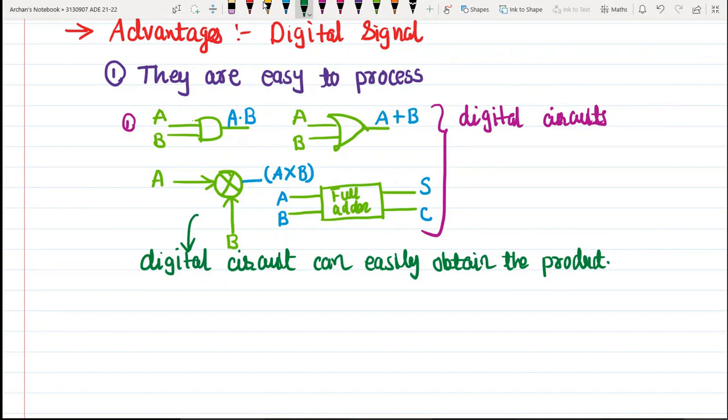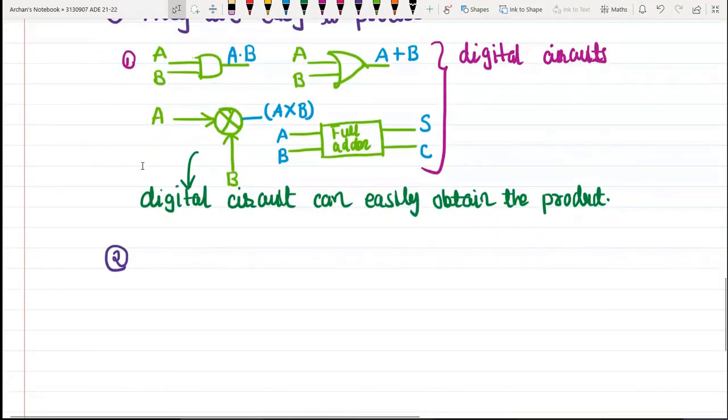So these are our particular case. The first advantage offered by digital circuits, and that is why we are going to convert an analog signal into a digital one and then process the signal. Okay, the second advantage of digital signals is that they offer more immunity to noise.